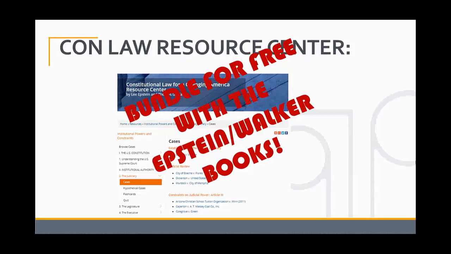So when you get into your political science department this fall and you come across somebody who teaches con law, you're going to ask about the organization of the course, you're going to ask about course goals, and when they start talking about cases, you are going to show them the Con Law Resource Center. You're going to walk through that with them so that they see all of this great material that they have at their fingertips.